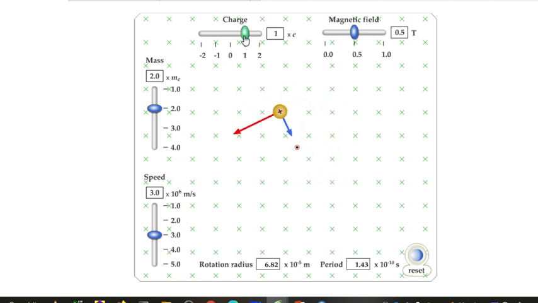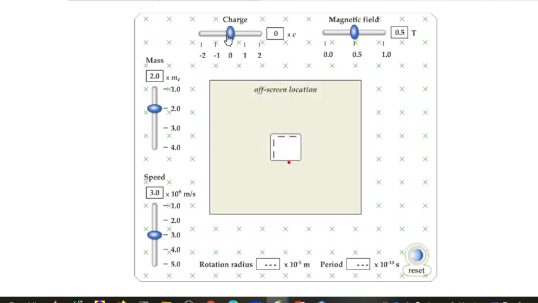Say this charge was negative. Now, if the charge is negative, it's going to be moving in the opposite direction to the positive charge. What I want you to see is the fact that the force is always towards the center. Therefore, if I make it a neutral particle, that is a neutron, it is not going to be influenced by any electric field or magnetic field.